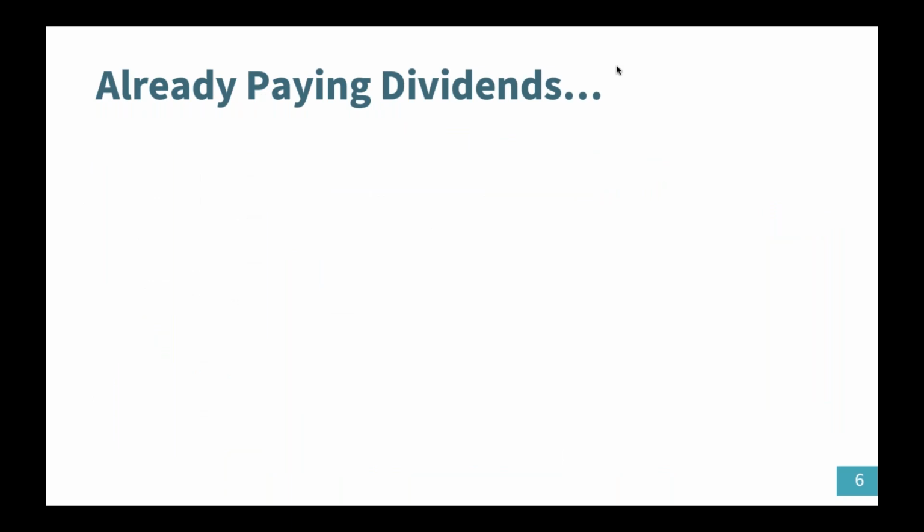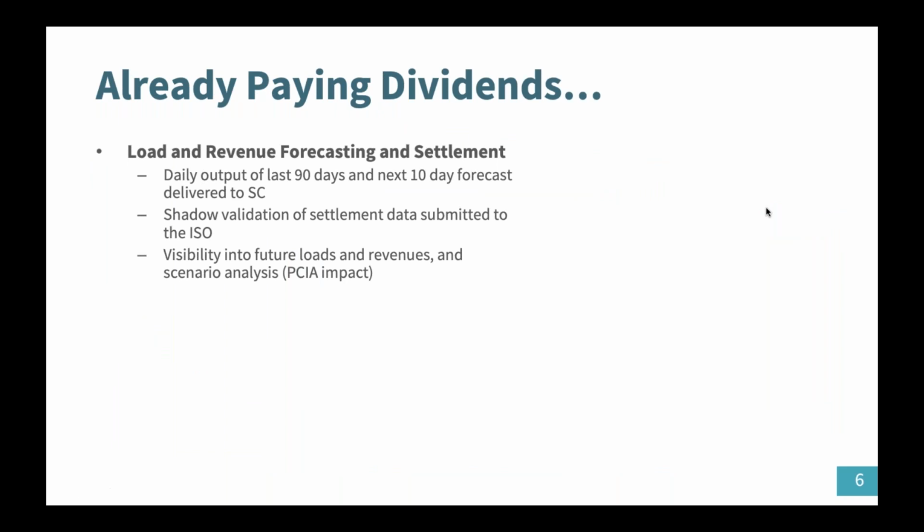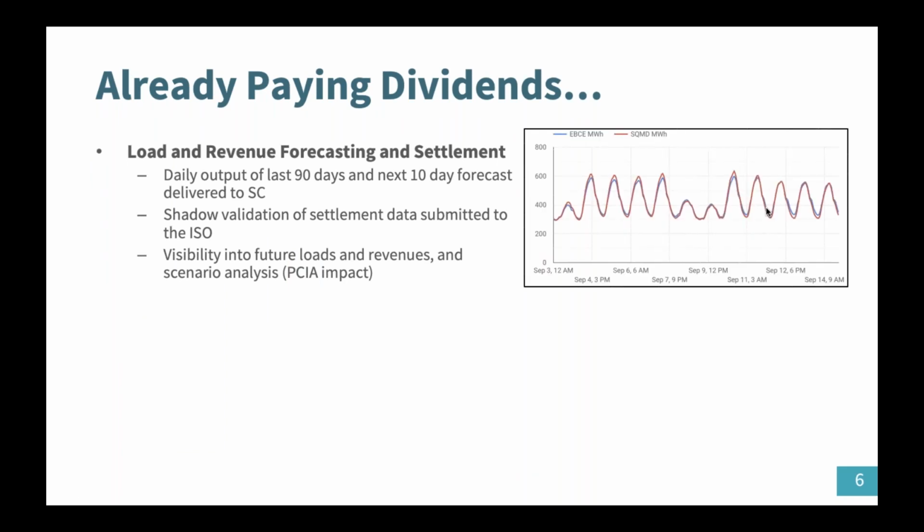So this platform is already paying dividends in the sense that it has provided us with value in two very specific areas. As I mentioned, the load and revenue forecasting and settlement was one of the key things that we did. So as I mentioned, we provide to a scheduling coordinator the last 90 days and the next 10 days of our forecast. And so they use that information to basically determine what to plug into their algorithms that then decide which types of transactions they're going to be continuing through or making modifications to.